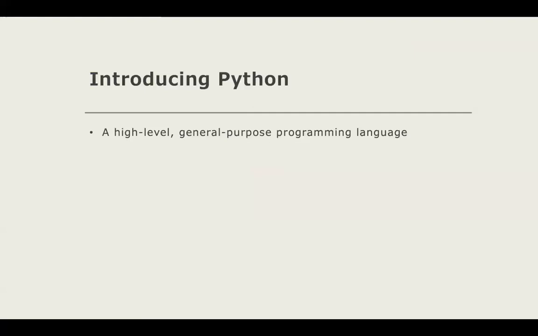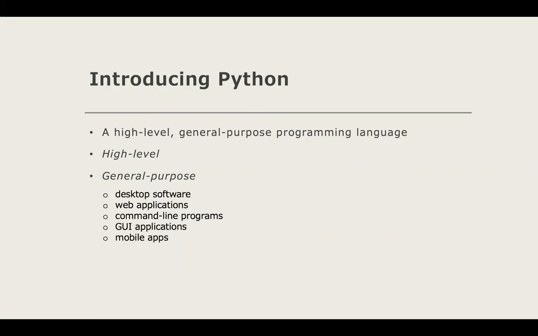Python is a high-level general-purpose programming language. Here, high-level means that you can use pretty much code developed by others without caring how that code was written. And general-purpose means that you can use Python to develop almost all kinds of applications, such as desktop software, web applications, command line programs, GUI applications, and even mobile apps.